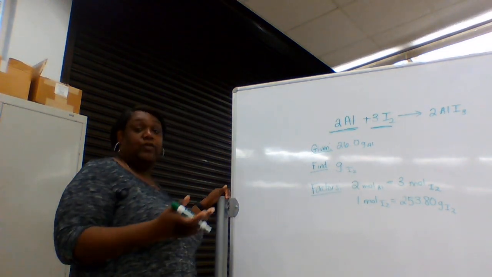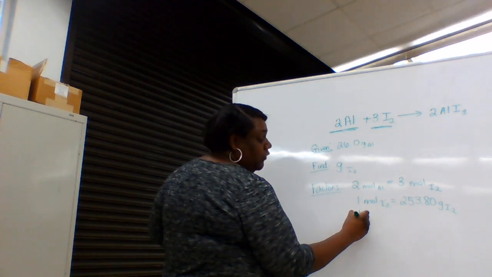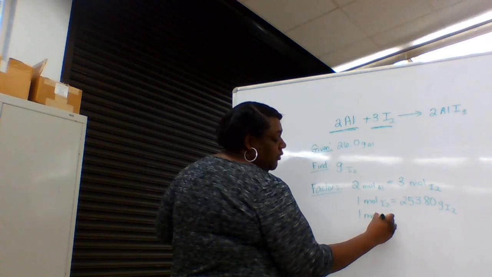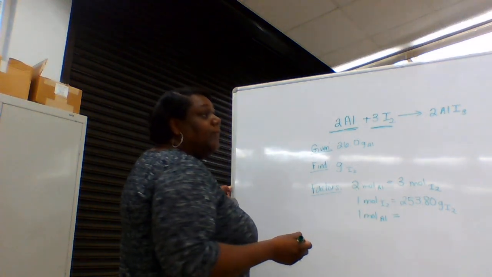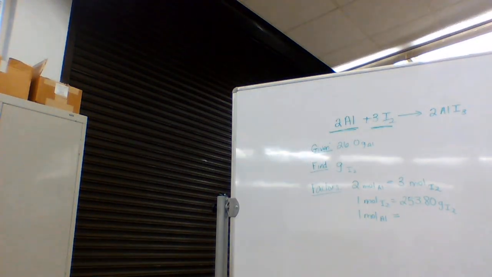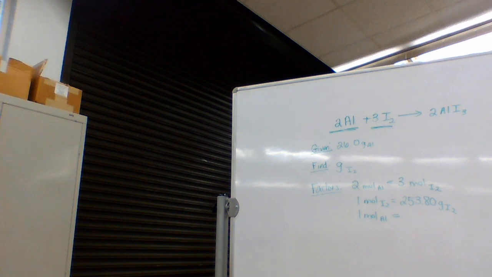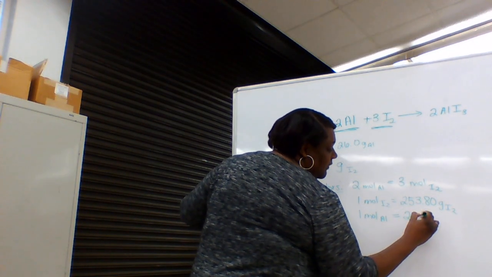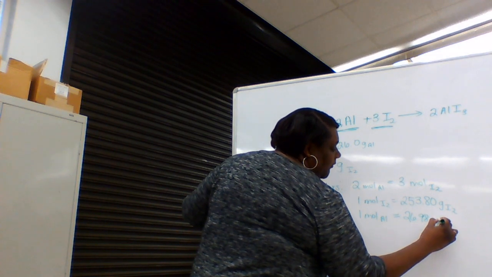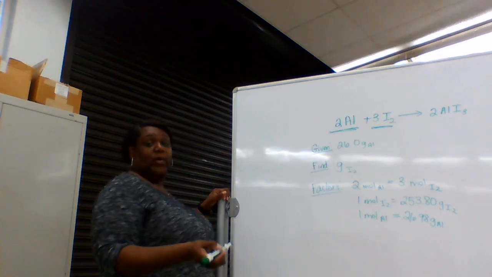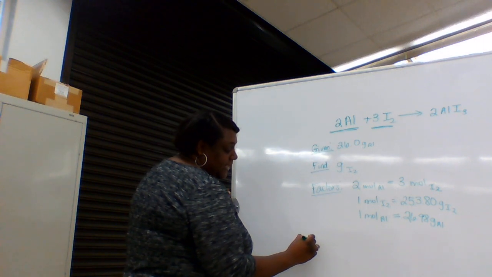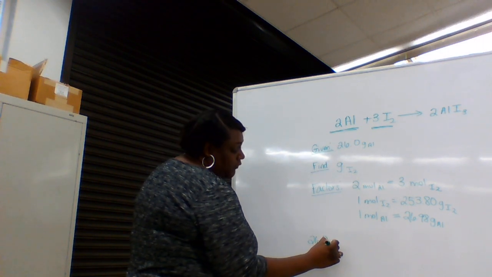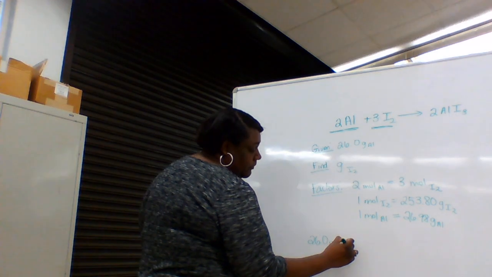And so when I do my conversion, I also need to know the molar mass of aluminum. Again, I'll get that number from the periodic table, and that number is 26.98 grams for aluminum. And so now when I set up my dimensional analysis problem, again, I'm going to start with what I'm given, the 26.0 grams of aluminum.